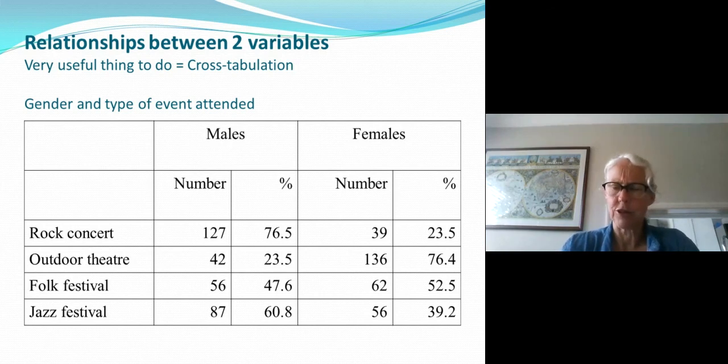This is a little bit stereotypical, I think, this data. For the outdoor theatre, I've gone with more women attending. So 76% of women attend that compared to 23% of men. So we can usefully pick up patterns using this cross-tabulation without doing any inferential statistics.